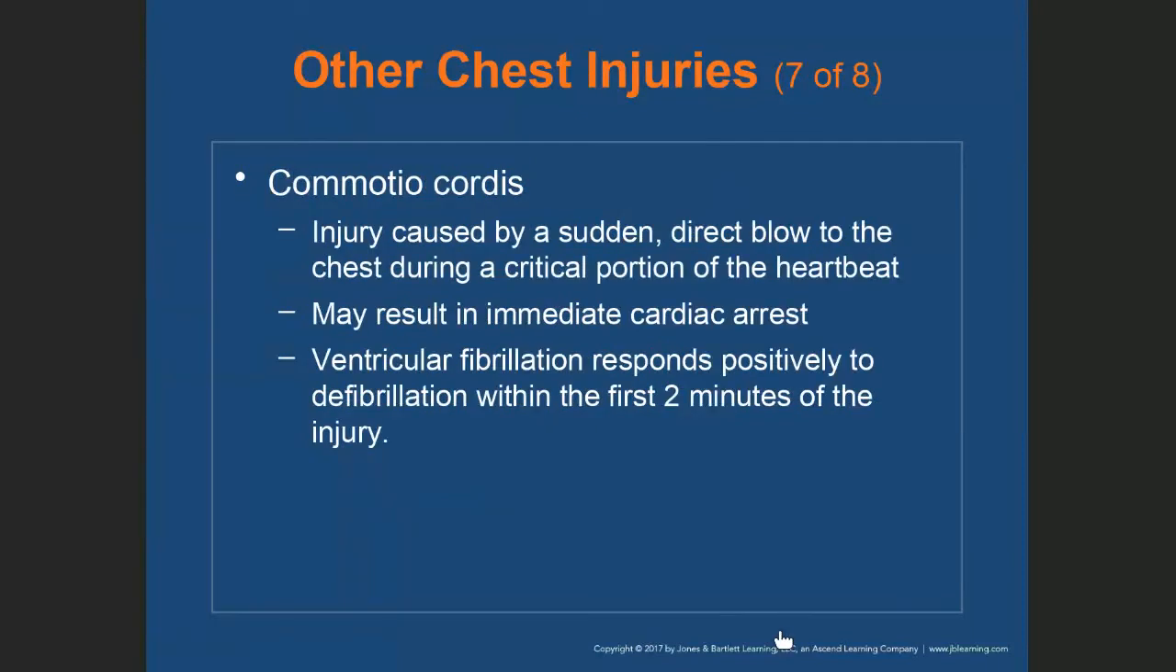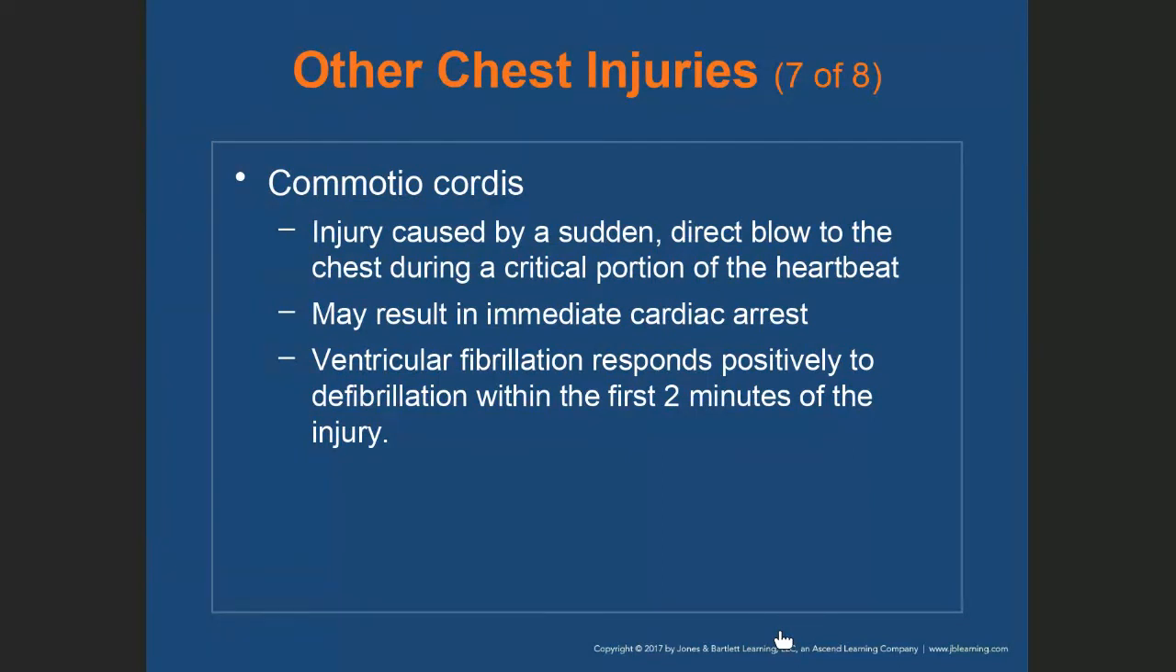Commotio cordis. Now, commotio cordis is when a patient gets a blow to the chest. So there is blunt force trauma to the chest, but at the point that the blow is delivered, the ventricles are filling with blood. The force is transferred to the ventricle, and it disrupts the electrical impulses within the heart, and the patient immediately collapses. So they collapse and go into cardiac arrest.